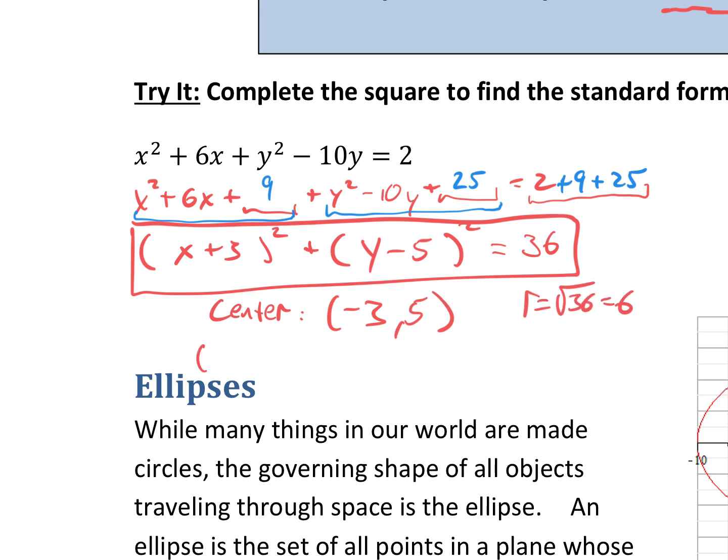Remember, our standard form from the previous page was x minus h squared plus y minus k squared equals the radius squared. And that's what gave us this.